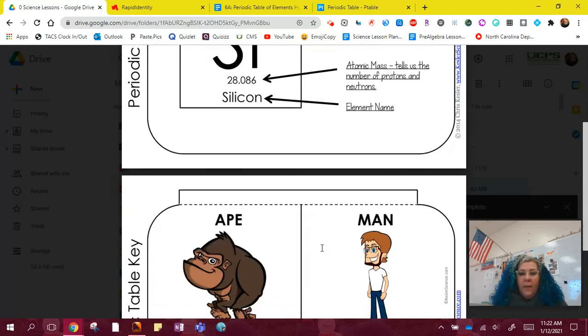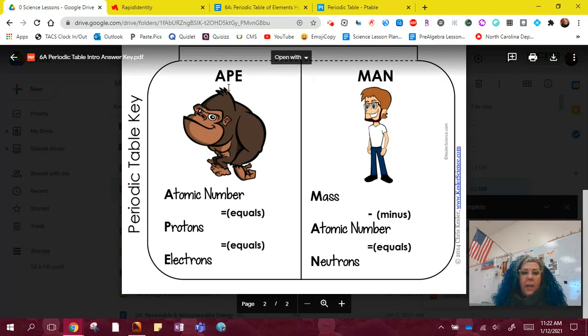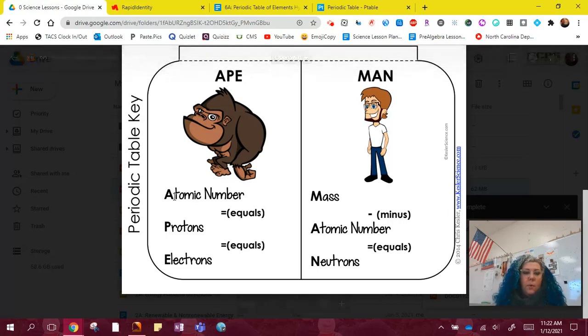So now we're going to figure out, and again, if you printed this out, you can just type or write this in. To figure out the atomic number, there's a little mnemonic, APE MAN. So APE, for atomic number, means protons equal electrons. Some people also like to use the funny acronym P-E-E, meaning protons equals electrons. Whatever helps you, just remember the atomic number is your protons and your electrons.